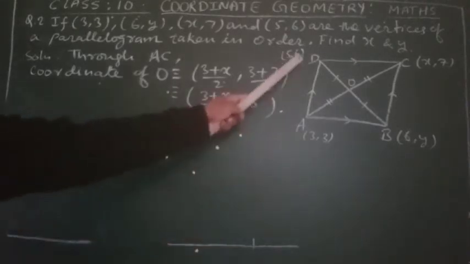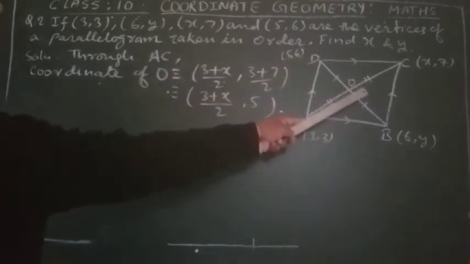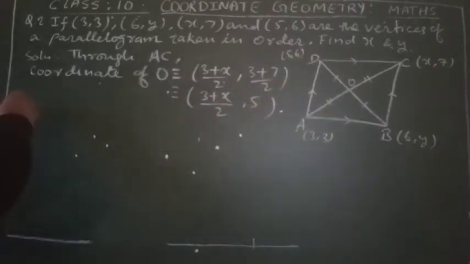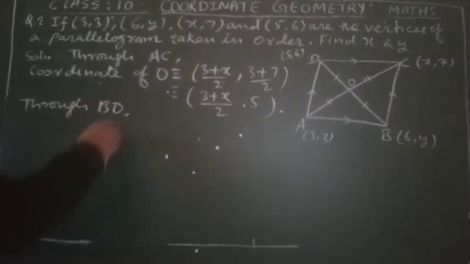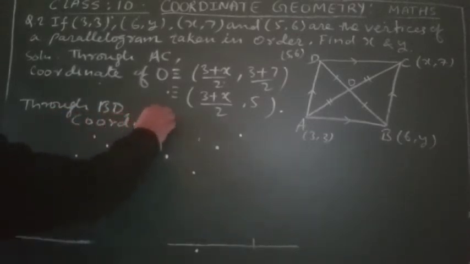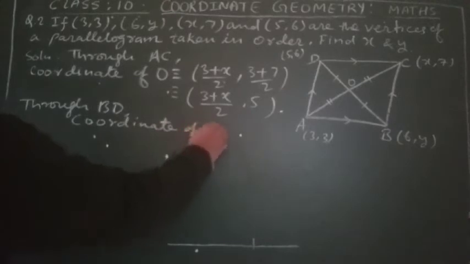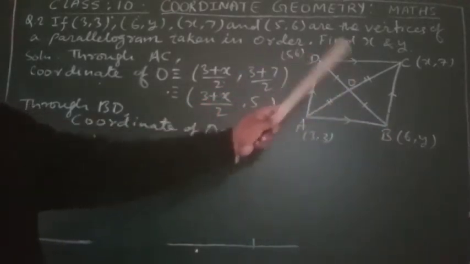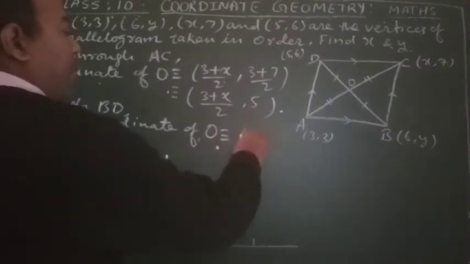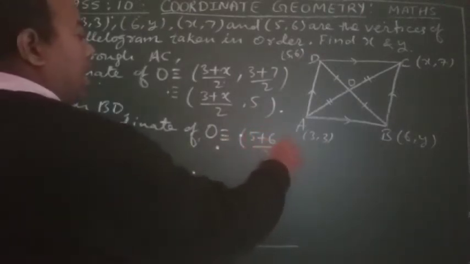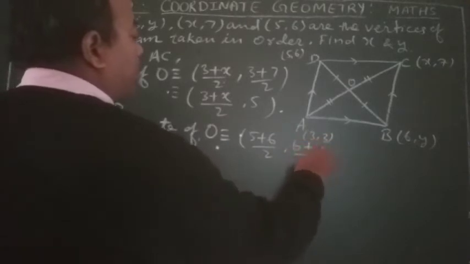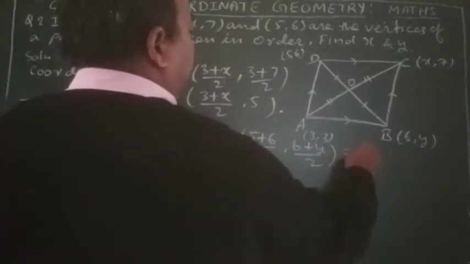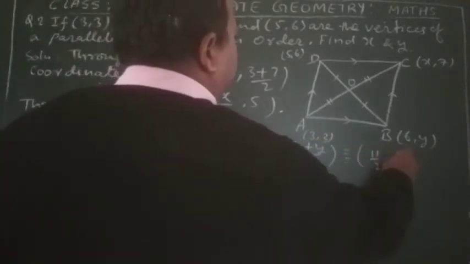Now through BD, we have to find the coordinate of O. Through BD, the coordinate of O will come as (5 plus 6)/2 and (6 plus y)/2. That is 11/2 and (6 plus y)/2.